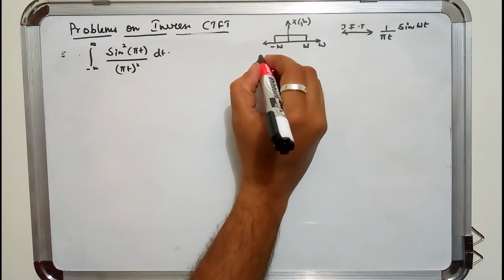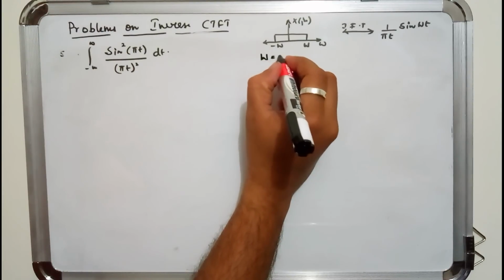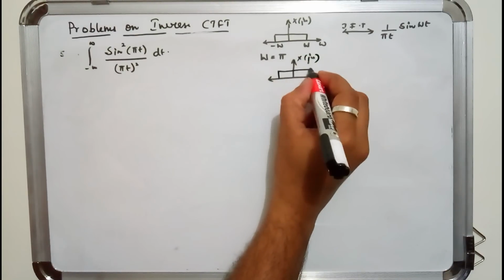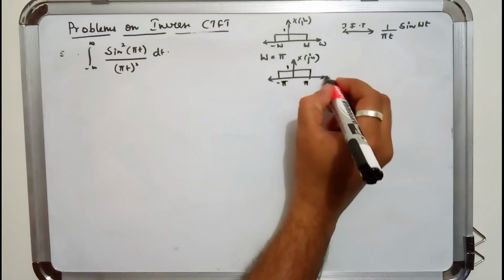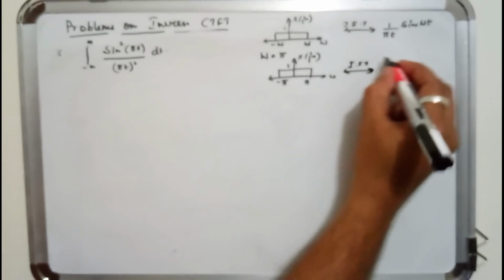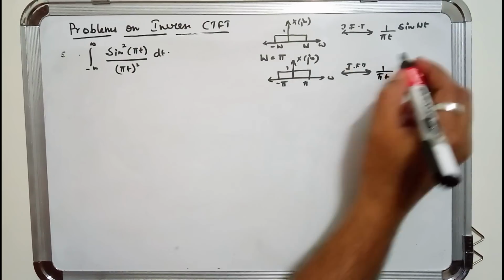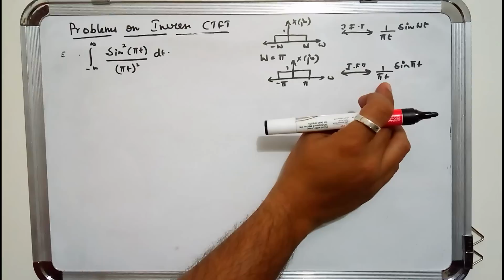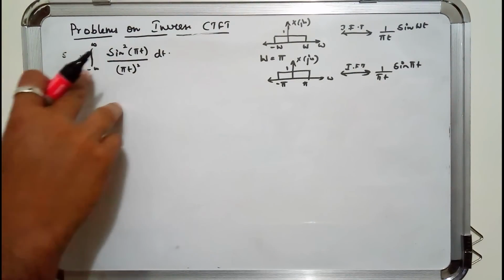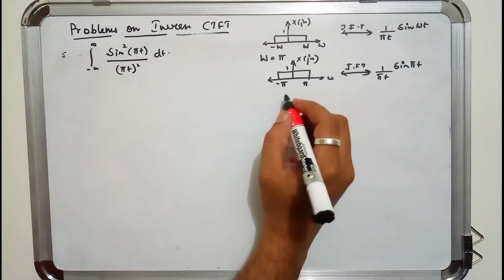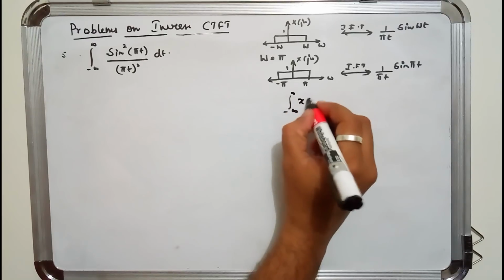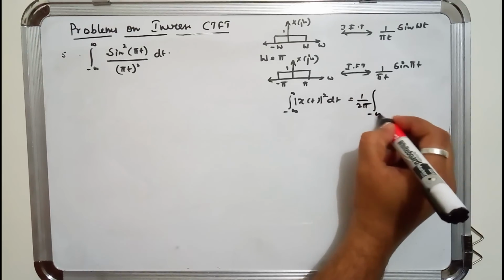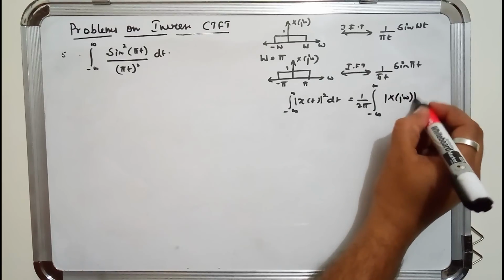Now if I put the value of w, if w is equal to pi, that means my X of j omega is extending between minus pi to plus pi with an amplitude of 1, then the inverse Fourier transform is 1 by pi t into, instead of w I substitute pi, so it is sin pi t. So this is what I have got here: sin pi t divided by pi t, whole square. Again, if you have a squared term and an integration, the best option to find this integral is Parseval's theorem. It is the integral from minus infinity to infinity of x of t whole square dt is equal to 1 by 2 pi into the integral from minus infinity to infinity of X of j omega whole square d omega.